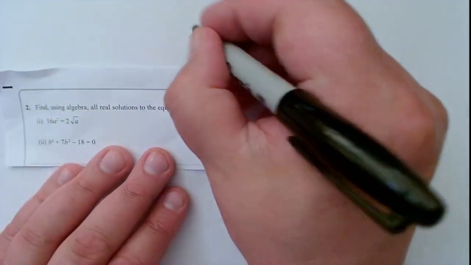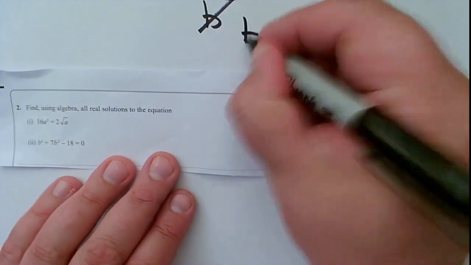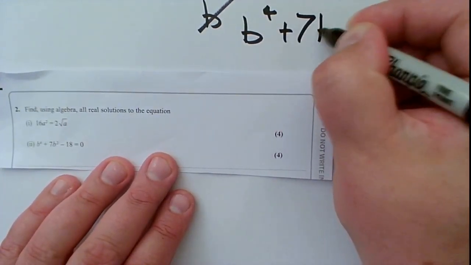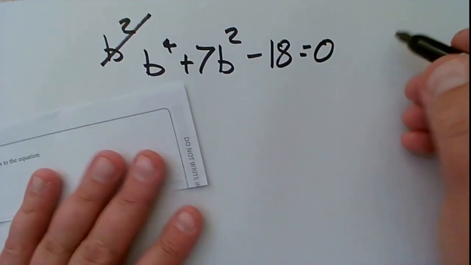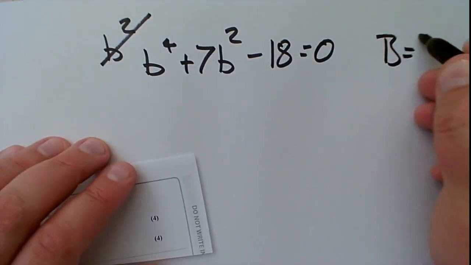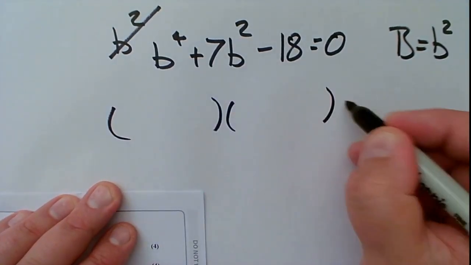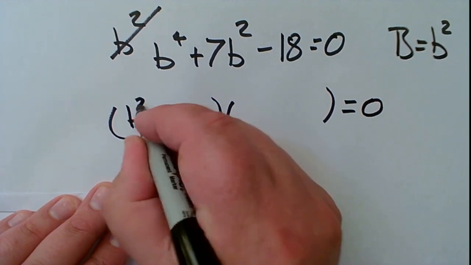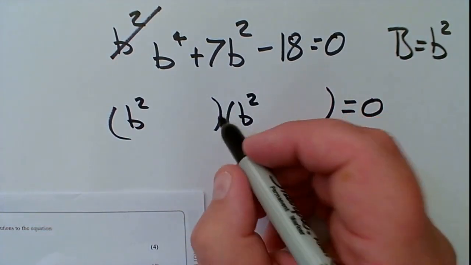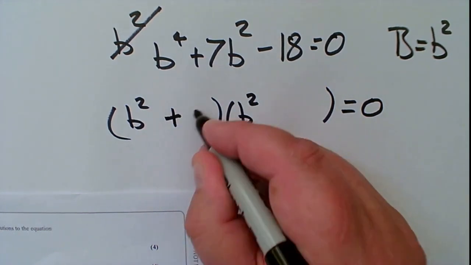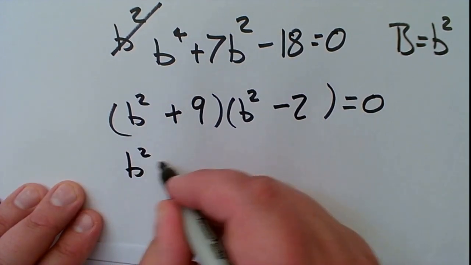The question said b to the 4 plus 7b squared minus 18 is equal to 0, and you had to solve it. Some people went down the route of saying big B is equal to b squared, that's fine. Others were able to factorise it straight away just in terms of b squared. A little bit of factorising should give you a +9 and a -2. What was nice is that people were saying b squared equals -9.